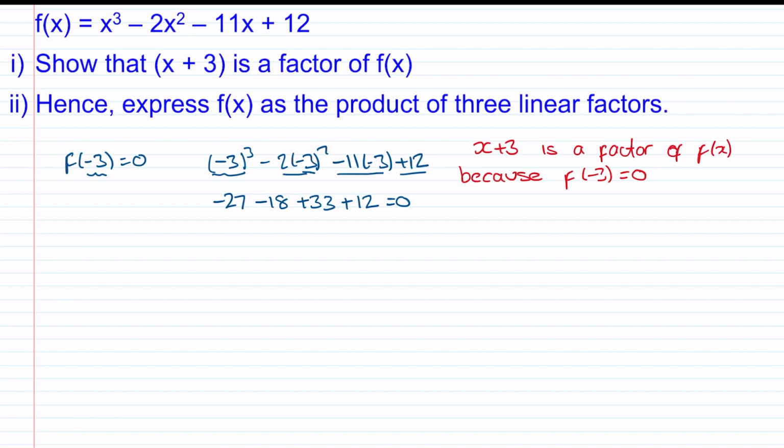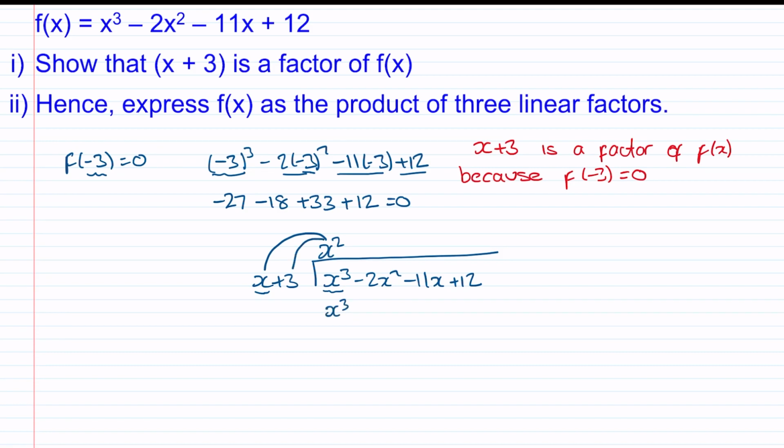So for part 2, now we're going to express f of x as a product of 3 linear factors. And we'll do this using long algebraic division. So we'll have x plus 3 on the outside, and then we'll have our box with x cubed minus 2x squared minus 11x plus 12. So we'll begin by dividing x cubed by the x, and this will give us x squared. So now we'll multiply this through. We've got x cubed plus 3x squared.